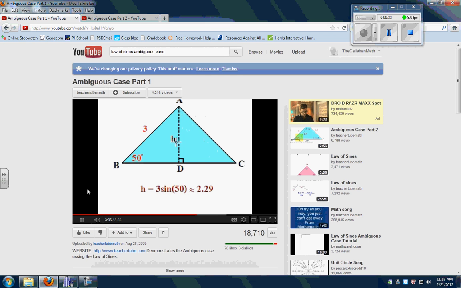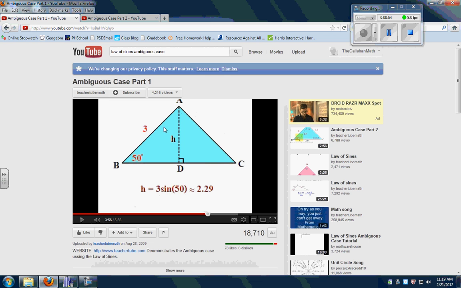If this side, the height, is still 2.29, and this side is bigger than the height, and the third side, like the previous problem, was 4, if we make it 5, if we make it 6, it's going to create one triangle. If we make it anything less than 2.29, it's going to be no triangles. Like if this side's 1, but this side is actually 2, there will be no triangles.